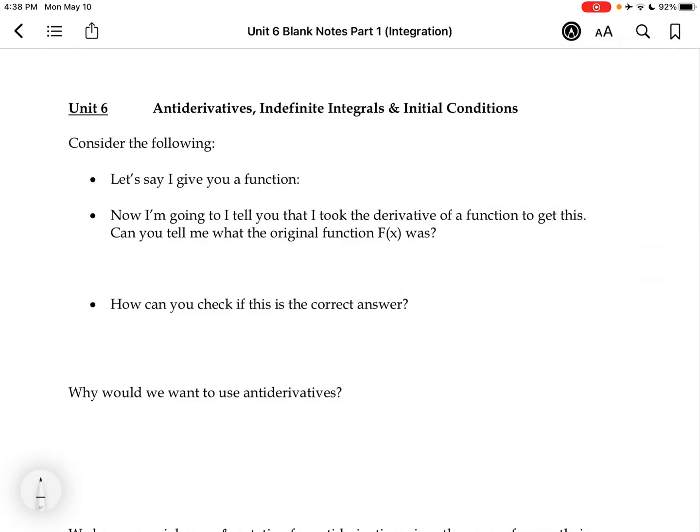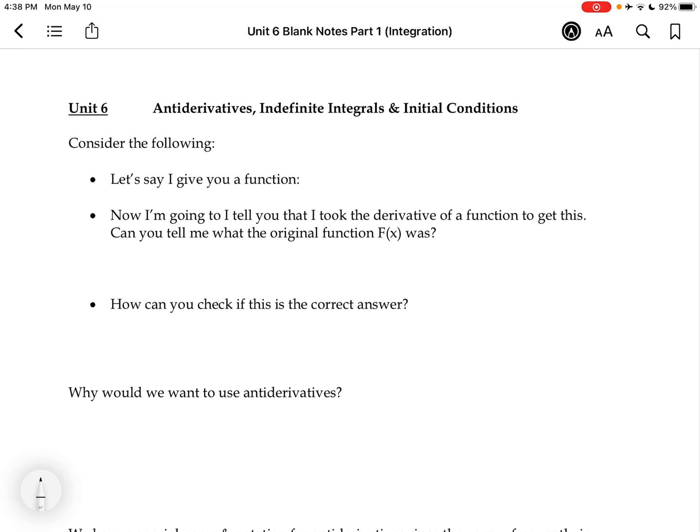Hi everyone. So we're starting a new unit today, and the main topic of the unit is integration. Basically, what we've been doing for the entire course is going in one direction, and that direction is from a function to its derivative. We have been differentiating. In this last unit on integration, we're going to go in the opposite direction. We're going to go from a derivative back to the original function, and that process is called integration.